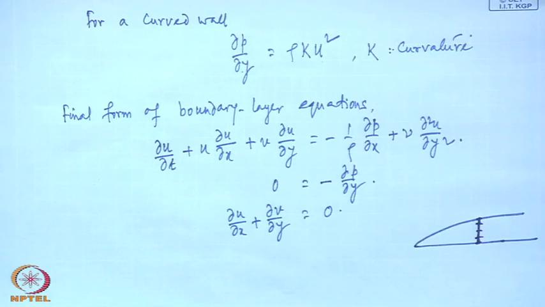In an inviscid flow, the stagnation pressure always remains constant, it does not change. But in the viscous flow, we see that the stagnation pressure changes, and as we move from the edge to the wall, the stagnation pressure decreases.